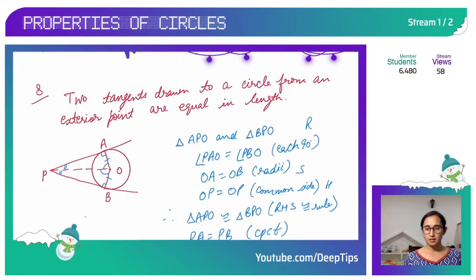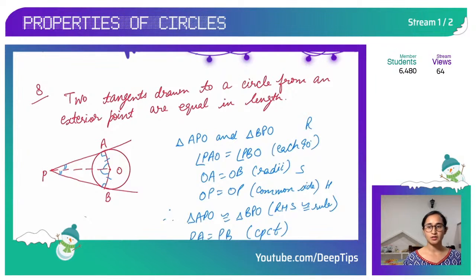One thing, PA is equal to PB, that is, the lengths of the tangents are equal. Second, these two tangents subtend equal angles at the point which is connected to the center, that is angle APO equals angle BPO. And the third point is that these two tangents subtend equal angles at the center, that is angle AOP equals angle BOP. So this is something very important.